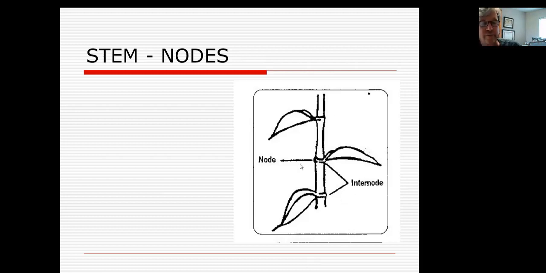But the main thing is where a leaf is attached is a node, and the space between two nodes is an internode. Those are the two terms you need to know. A node where a leaf is attached, and an internode is the space between them.